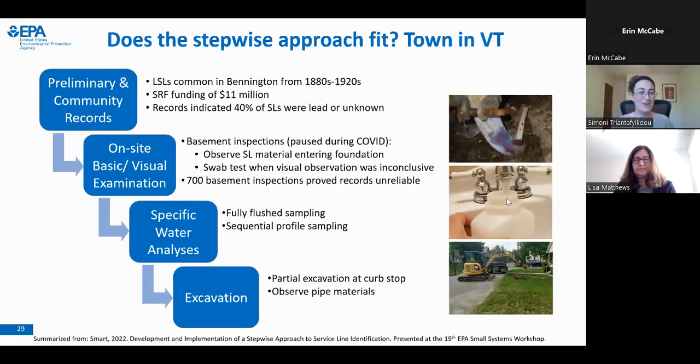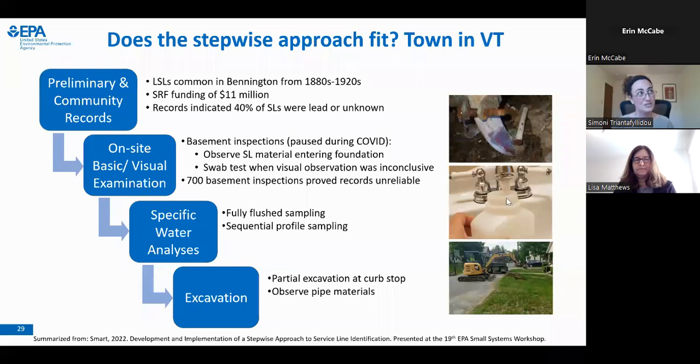For my needs, I wanted to see if this stepwise identification approach that we had developed fit different systems, different communities. So I got some information from work done in Bennington, Vermont on lead service line identification, and I tried to see how it fit the stepwise approach. So you can see the steps here, and I'll give you a bit of background about that case study. Basically, Bennington, Vermont is a small town. It had lead service lines during a period of time.